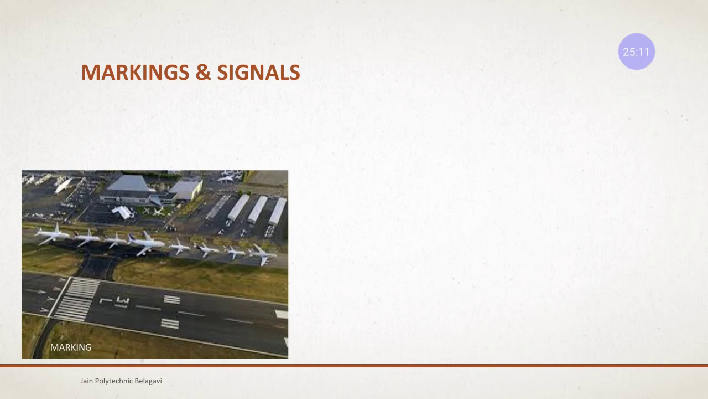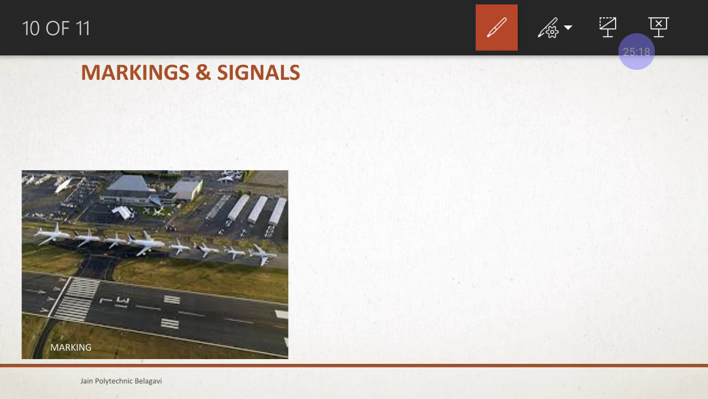As shown in the case of the markings in the daytime, you can see the threshold markings are done here. This is called threshold markings, and this is a number which is given to it. The runway is given a name, 31L on the left side and 32 on the right side. So it is to identify on which runway it is going to land, or on which runway it has to take off.